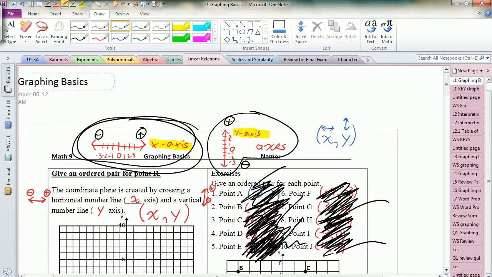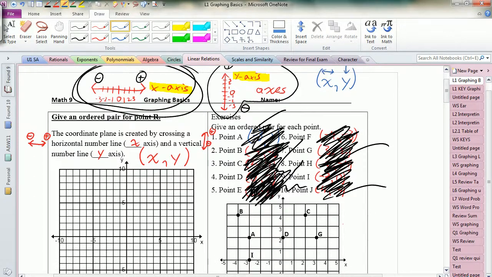Okay, so we have the x-axis and y-axis, and they cross right at 0. So they cross at 0, 0. We call that the origin. Right here, this point where they cross, its value is 0 for x, 0 for y, and we call that the origin. O-R-I-G-I-N. Origin.